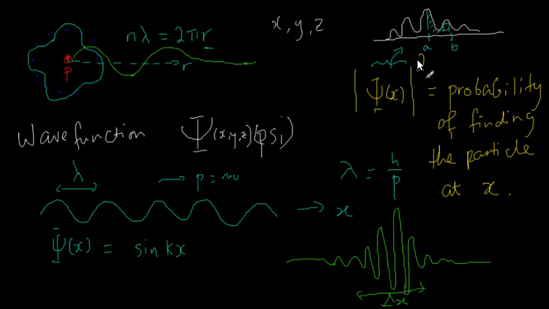But in any case, this modulus squared of the wave function is often just loosely described as the probability of finding the particle at x. And by that, we might imagine that it could mean the probability of finding the particle in a very small volume around x.